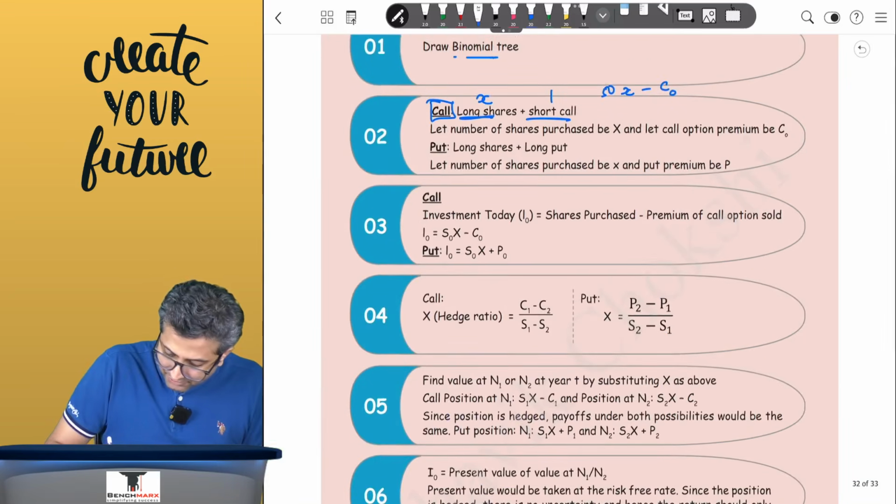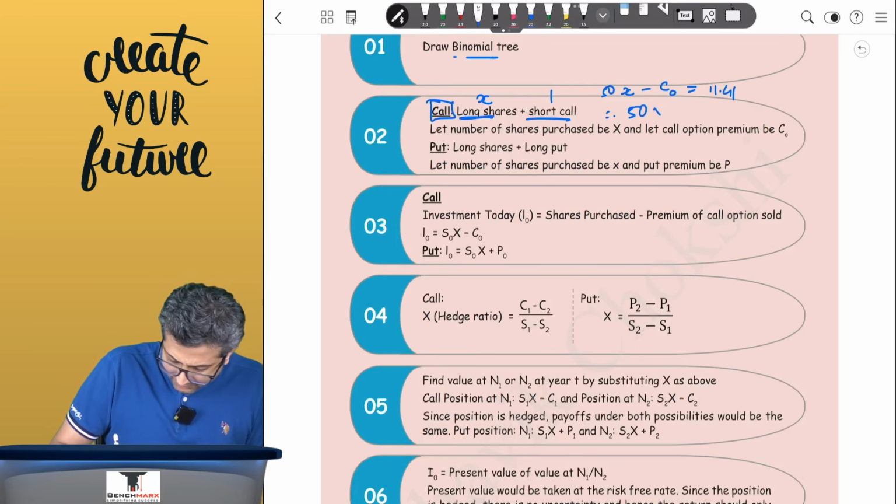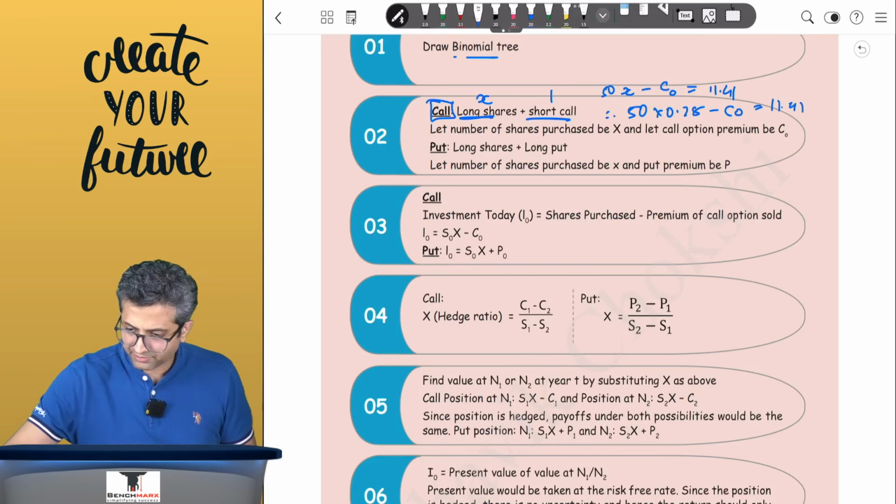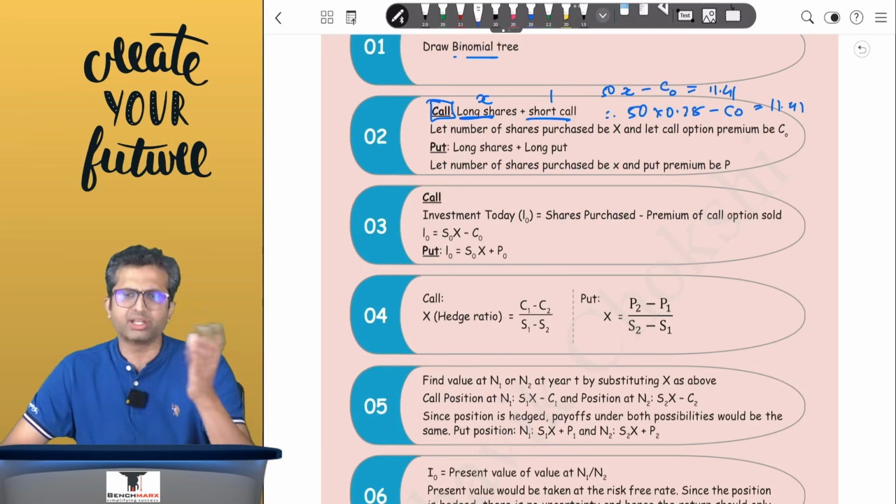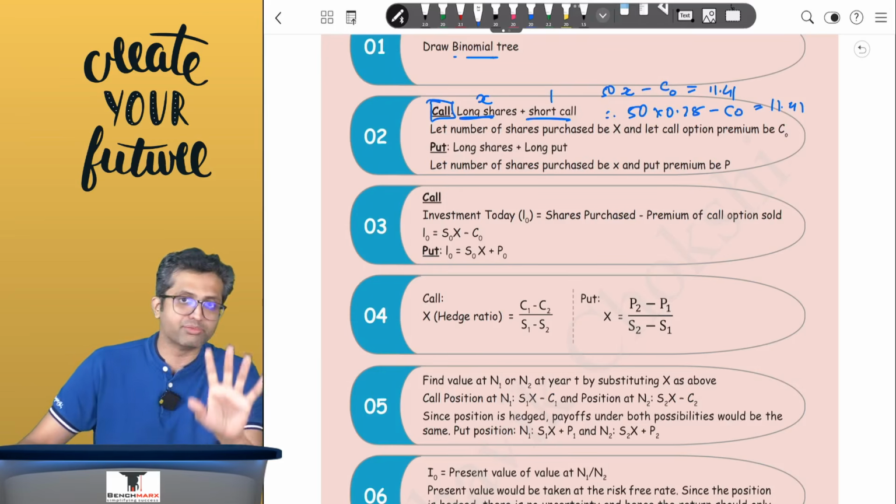However, you invested 50x minus C0, which will be equal to 11.41 or 42. Therefore you will say 50 into 0.28 minus C0 equals 11.41. So over here this is 50 into 0.28, that is 14, minus 11.41 or 42 as the case may be, so that is 2.58 or 59 as the case may be. That will be the value of the call option.